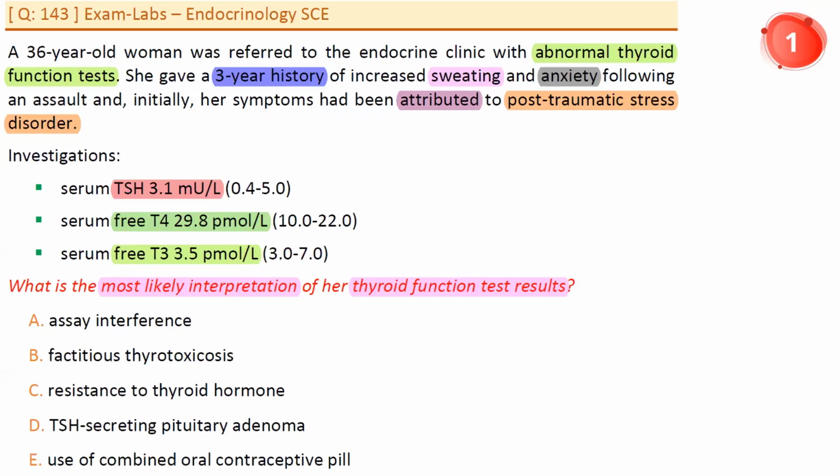Following an assault, initially her symptoms had been attributed to post-traumatic stress syndrome. TSH is normal, so we should exclude a primary thyroid disorder once TSH is normal. This is very important. Free T4 is elevated. Free T3 is normal. What is the most likely interpretation of her thyroid function tests? Yes, I see some of you have answered. We need more interaction. If anyone wants to answer, please let me know.